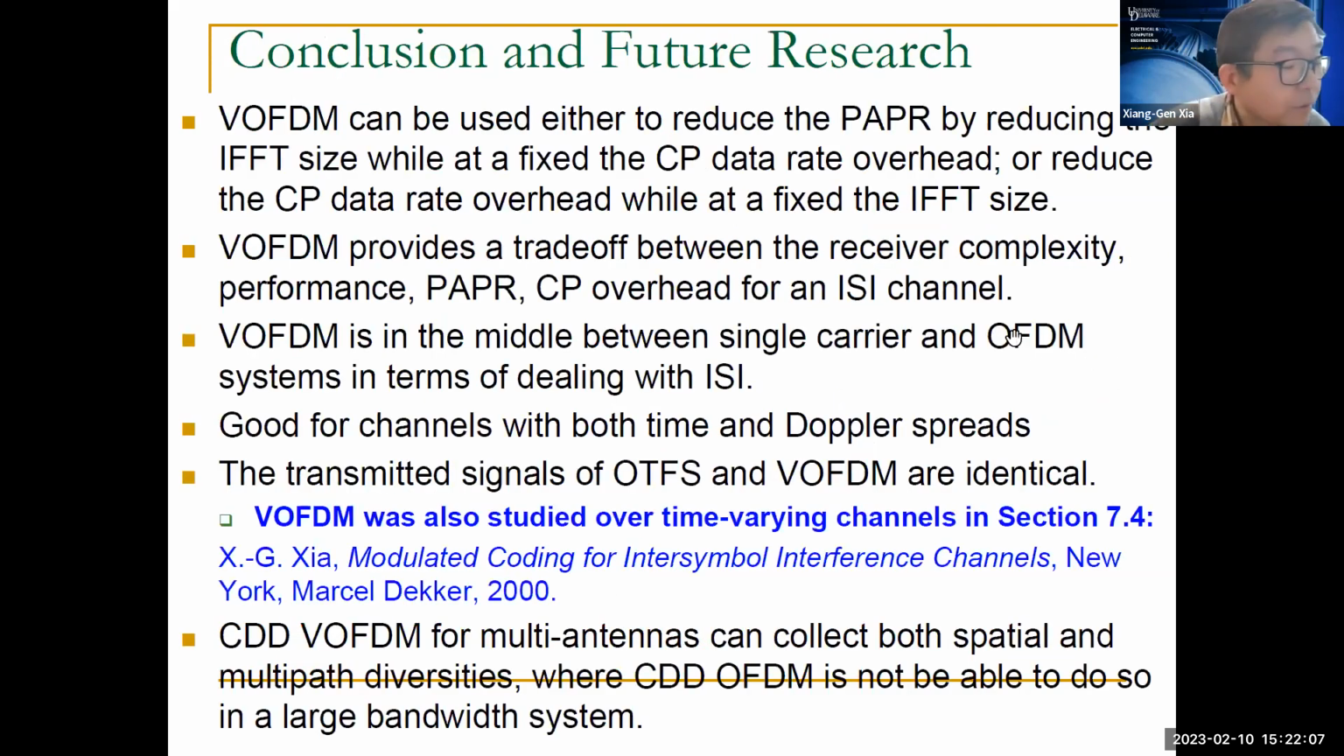All right, so let me try to conclude. With VOFDM, the good thing is that if the cyclic prefix data rate overhead is fixed, then you can reduce the FFT size. If the FFT size is fixed, you can reduce the CP data rate overhead. And it's a trade-off in any aspect. VOFDM is a trade-off between receiver complexity, performance, PAPR, and CP data rate overhead for an ISI channel. It's in the middle between single carrier and multi-carrier systems, and is good for channels with both time and Doppler spreads, as I will explain later.